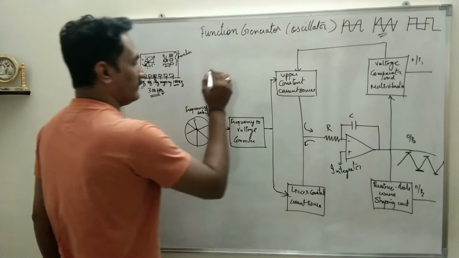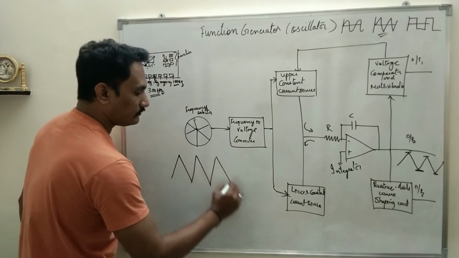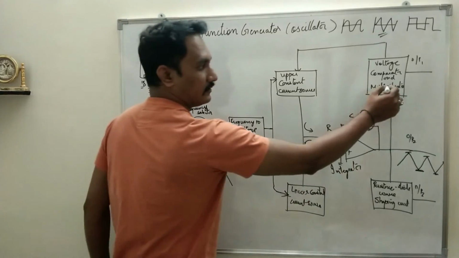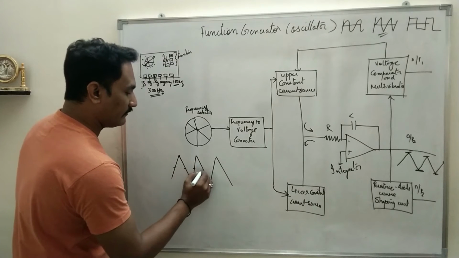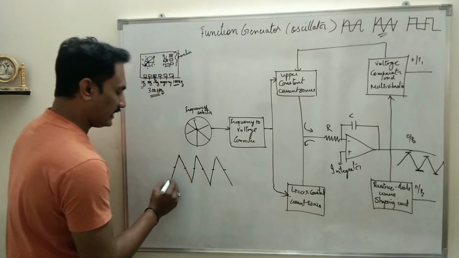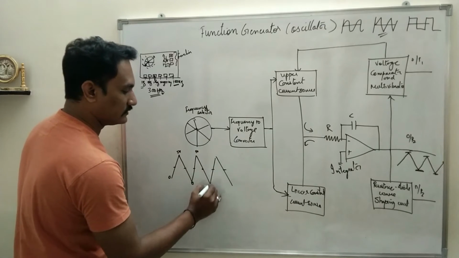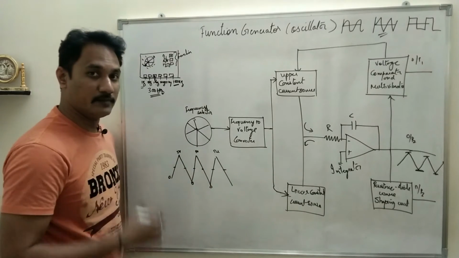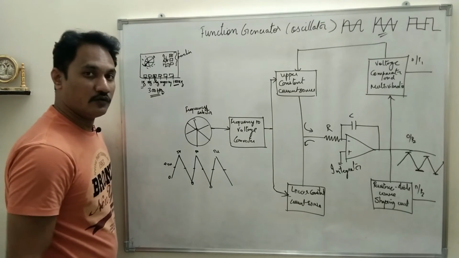Now see, this integrator's output will be given to a multi-vibrator circuit. This is a bistable multi-vibrator, so we have predefined states, say 0 to 5 volt. If the amplitude is 5 volt, the predetermined value we can consider to be 2.5 volts.